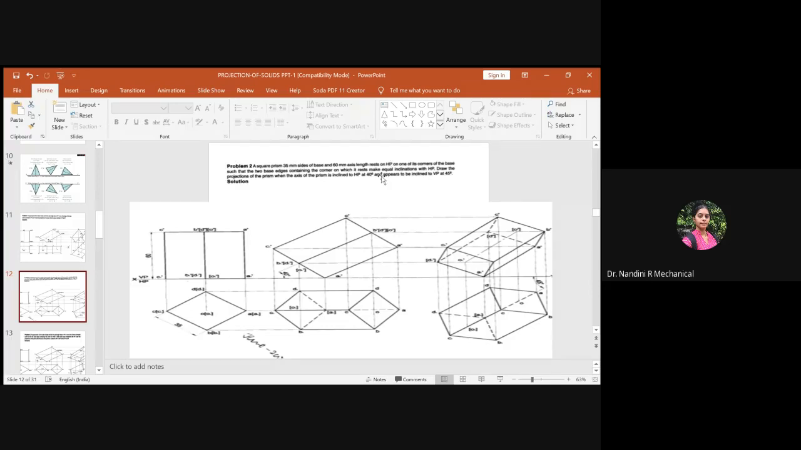So what is the question here? The question in the primer, the second problem, is a square prism of 35 mm side of base, so the side of the square prism will be 35 mm, and the axis height is 60 mm. It is resting on one of its corners of the base. Okay, so how will the initial position be when it is resting on one of its corners? I've explained it in the problem in the video link also, but still I'll show.